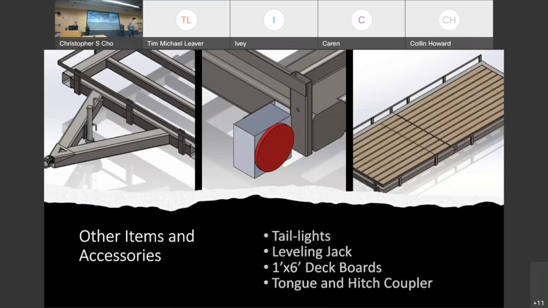So we also added the tail lights at the back, for the front and the end of the trailer, for stop and turn signals, as well as the deck right here. The trailer will be covered with a wood deck board, in case the cargo doesn't have that many packaging methods or is rough, as well as the tumbling hitch coupler.